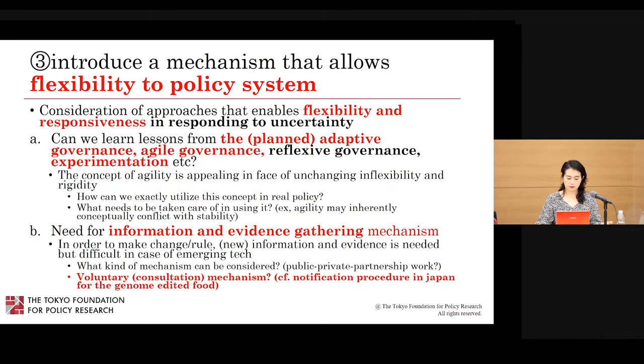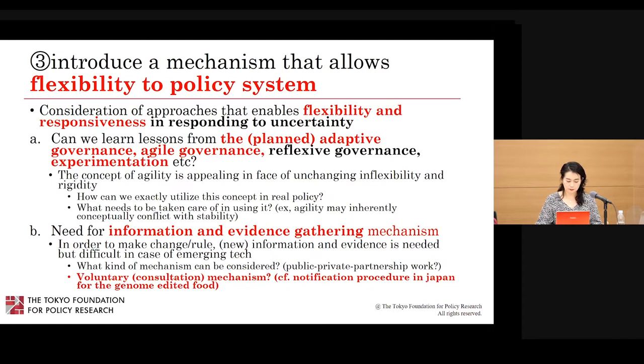For example, the concept of agility is appealing in the face of changing circumstances and rigidity, but how can we exactly utilize this concept in real policy? What needs to be taken care of in using it? For example, the concept of agility can be said to inherently and conceptually conflict with stability.